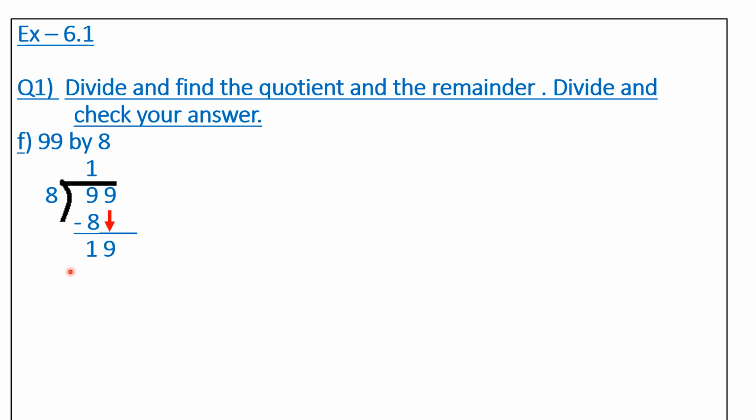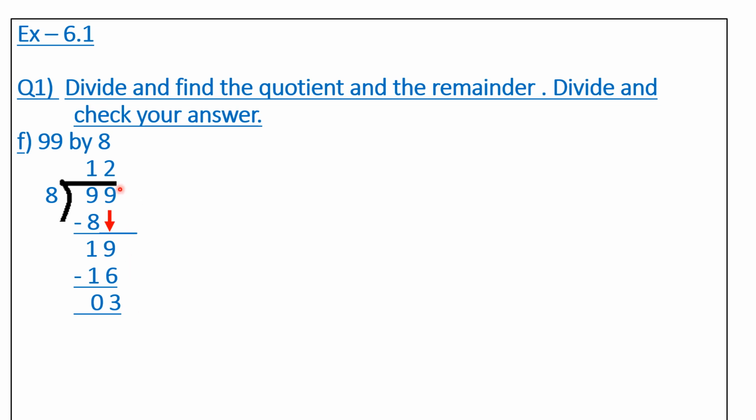24 you cannot apply because it is more than 19. So you will apply 8 2s are 16 because 16 is nearest to this 19. Clear? So you write here 8 2s are 16. Now you do subtraction. You are getting here 3. And now here no more digits. So our division stops.